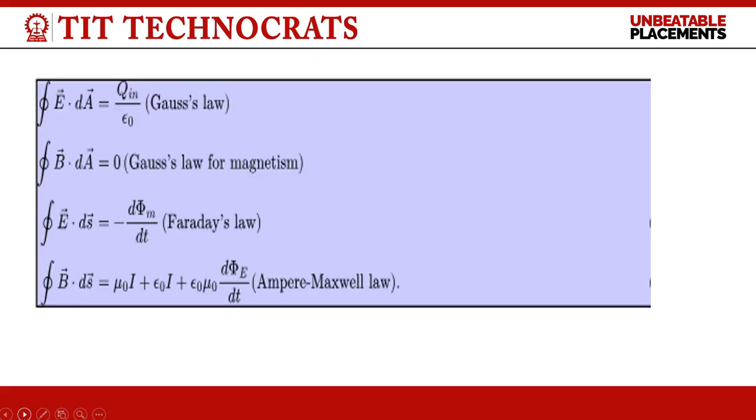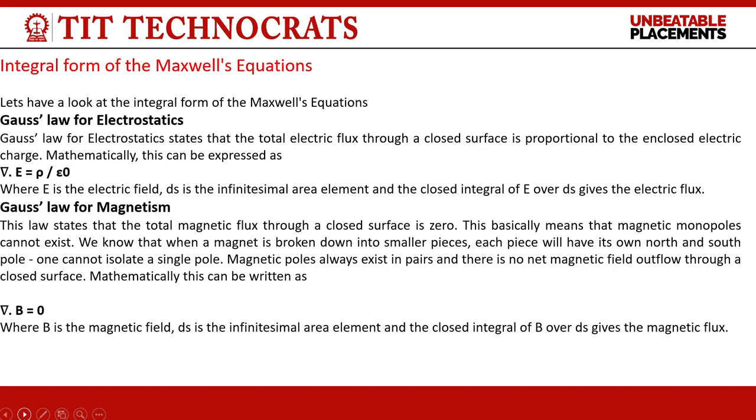These are all four equations of Maxwell in the integral form. That is Gauss law is the first equation, second one is Gauss law for magnetism, third one is Faraday's law, and fourth one is Ampere's Maxwell law. Now we can move to the next topic, in which we see the integral form of Maxwell equations.